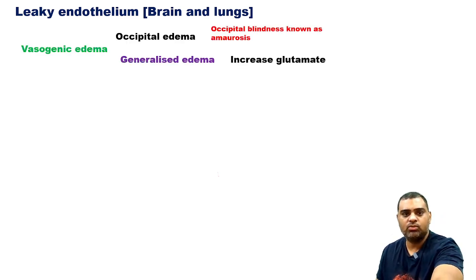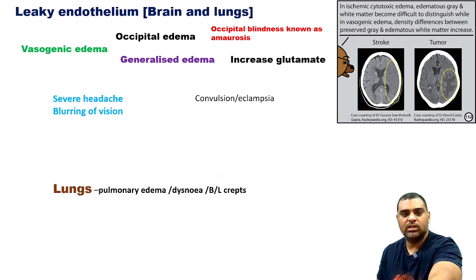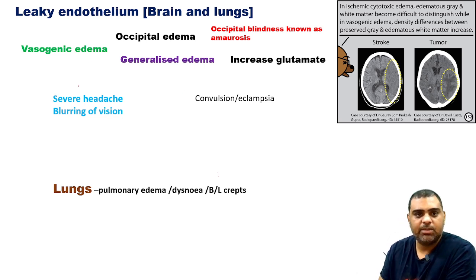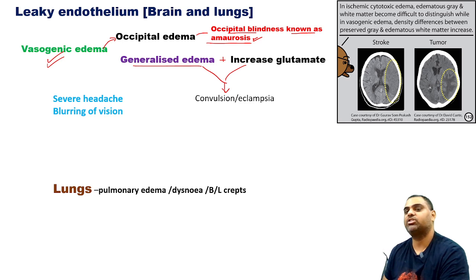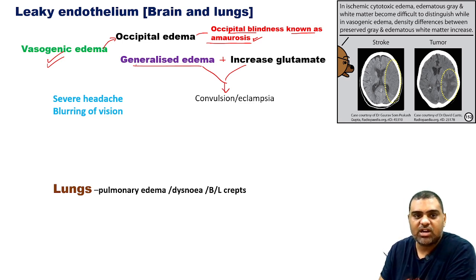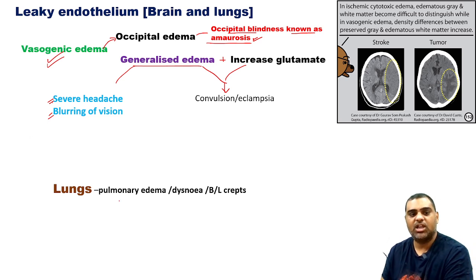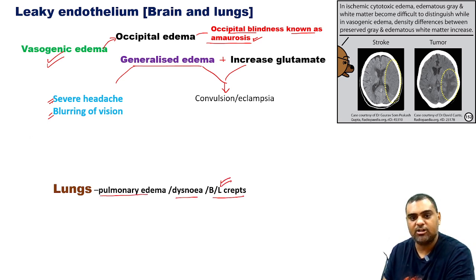So I've told you that the edema in preeclampsia is vasogenic edema. If it involves the occipital lobe, that can cause occipital blindness, which is known as amaurosis. And there is generalized edema along with increased glutamate that can cause convulsion. This I have also already told you. And because of generalized edema, you get severe headache and blurring of vision. And in the lungs, you get pulmonary edema and dyspnea, and on examination, you get bilateral crepts.